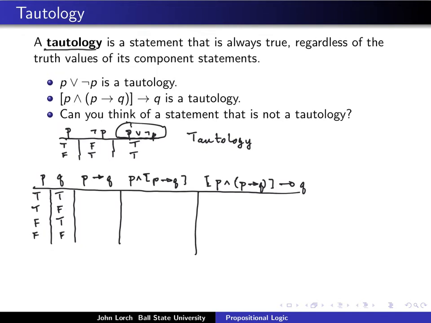Okay, now for the third column, if P, then Q, remember that's going to be false exactly when P is true and Q is false. And in any other scenario, it's going to be true. Okay, now we have P and if P, then Q. So we're looking at the first column and the third column, and that's going to be true exactly when both are true. So that happens here, and it happens nowhere else.